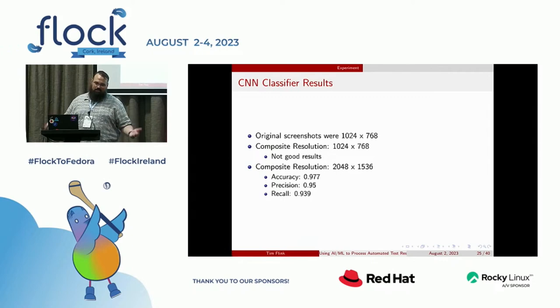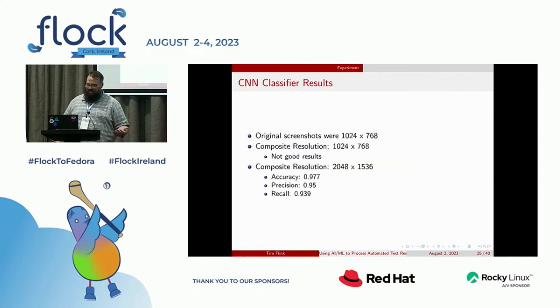And I'm like, all right, let's just try this one more time. Let's double the resolution and shrink down the composite screenshot, which could be eight times the size of the original, to 2048 by 1536. When I did that and searched the parameter space, it was getting really good numbers.